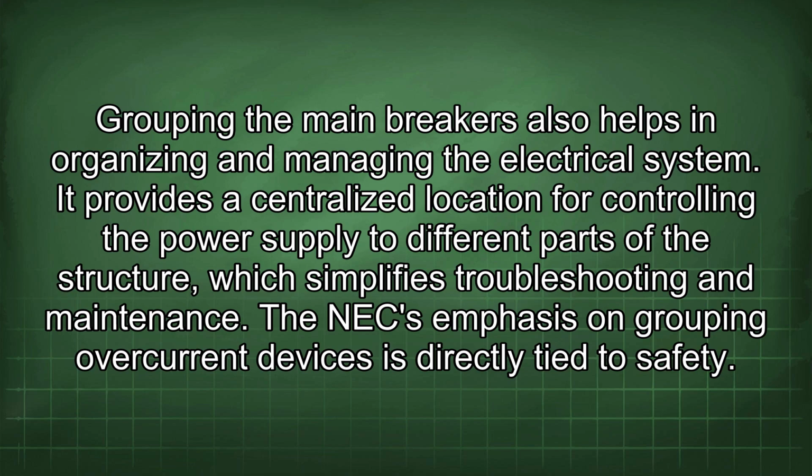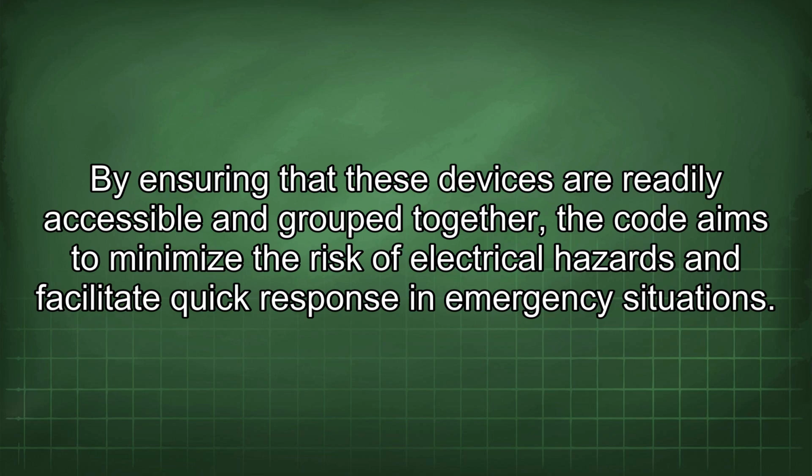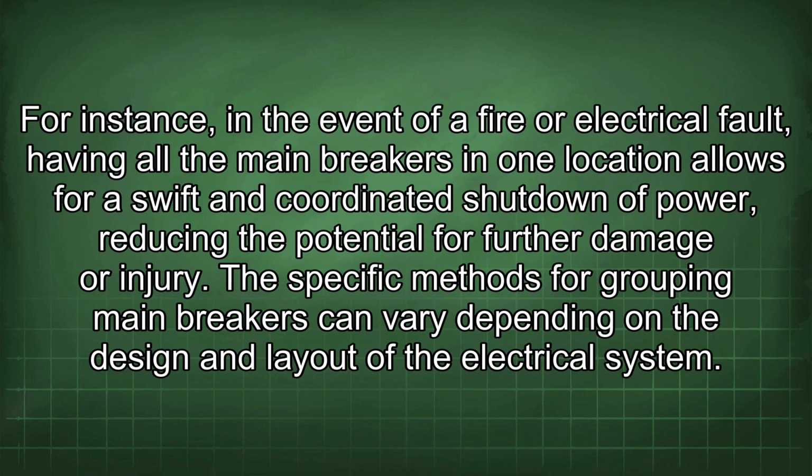Grouping the main breakers also helps in organizing and managing the electrical system. It provides a centralized location for controlling the power supply to different parts of the structure, which simplifies troubleshooting and maintenance. The NEC emphasis on grouping overcurrent devices is directly tied to safety. By ensuring that these devices are readily accessible and grouped together, the code aims to minimize the risk of electrical hazards and facilitate quick response in emergency situations. For instance, in the event of a fire or electrical fault, having all the main breakers in one location allows for a swift and coordinated shutdown of power, reducing the potential for further damage or injury.